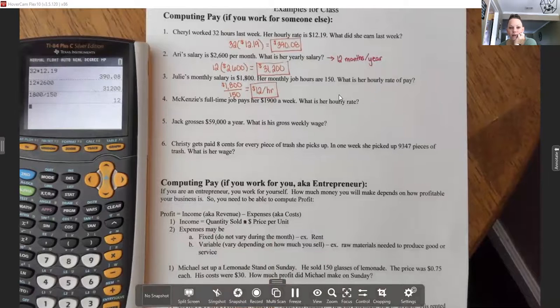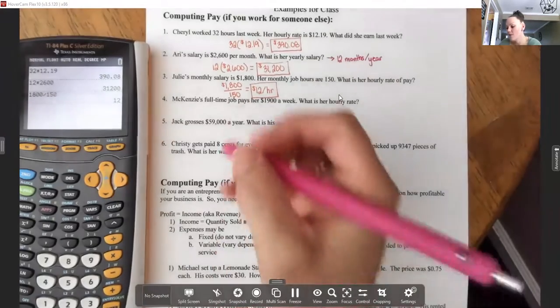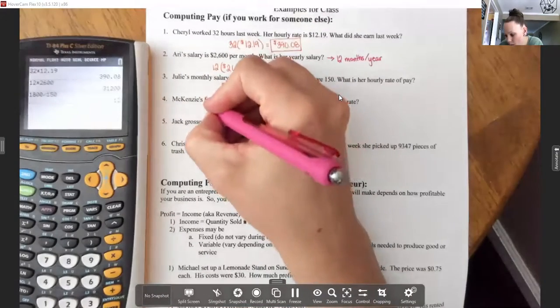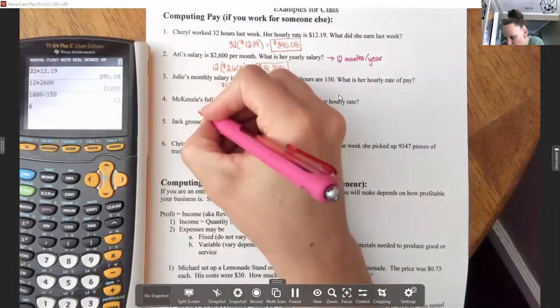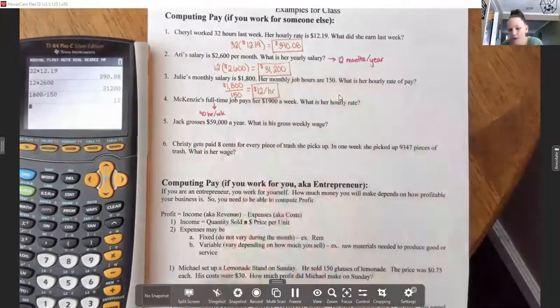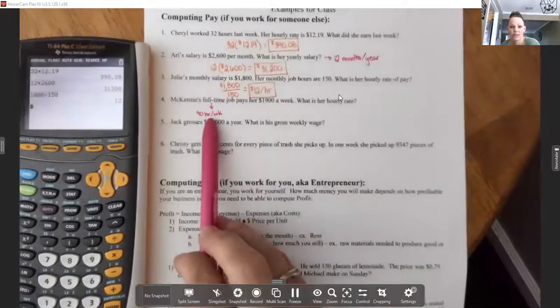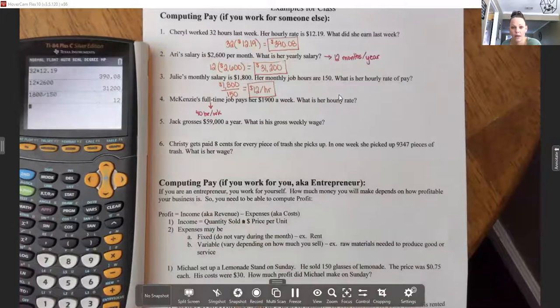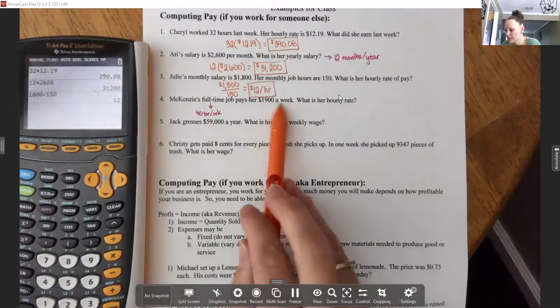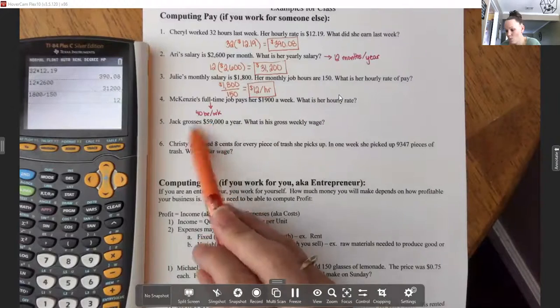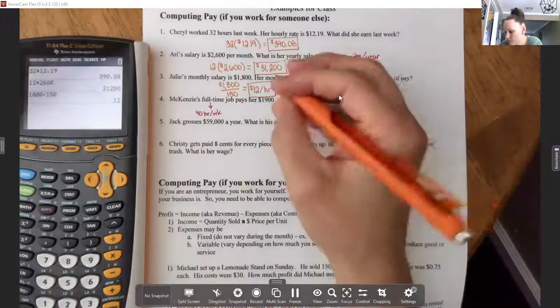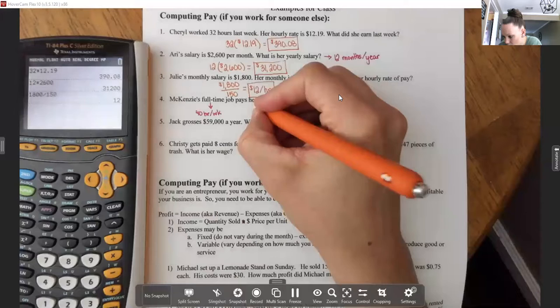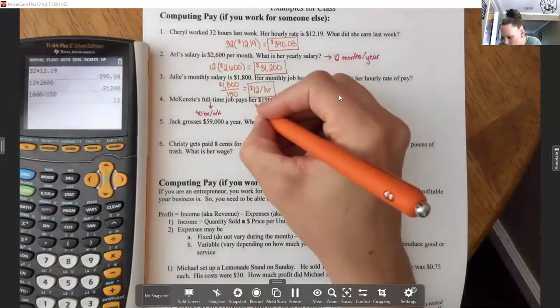Number 4 here says Mackenzie's full-time job pays her $1,900 a week. What is her hourly rate? So full-time job here in the US is considered 40 hours per week. If it's not said otherwise, full-time is going to be 40 hours in a work week. So she makes $1,900 a week and she works 40 hours. So same idea as the last one, 1,900 divided by 40.